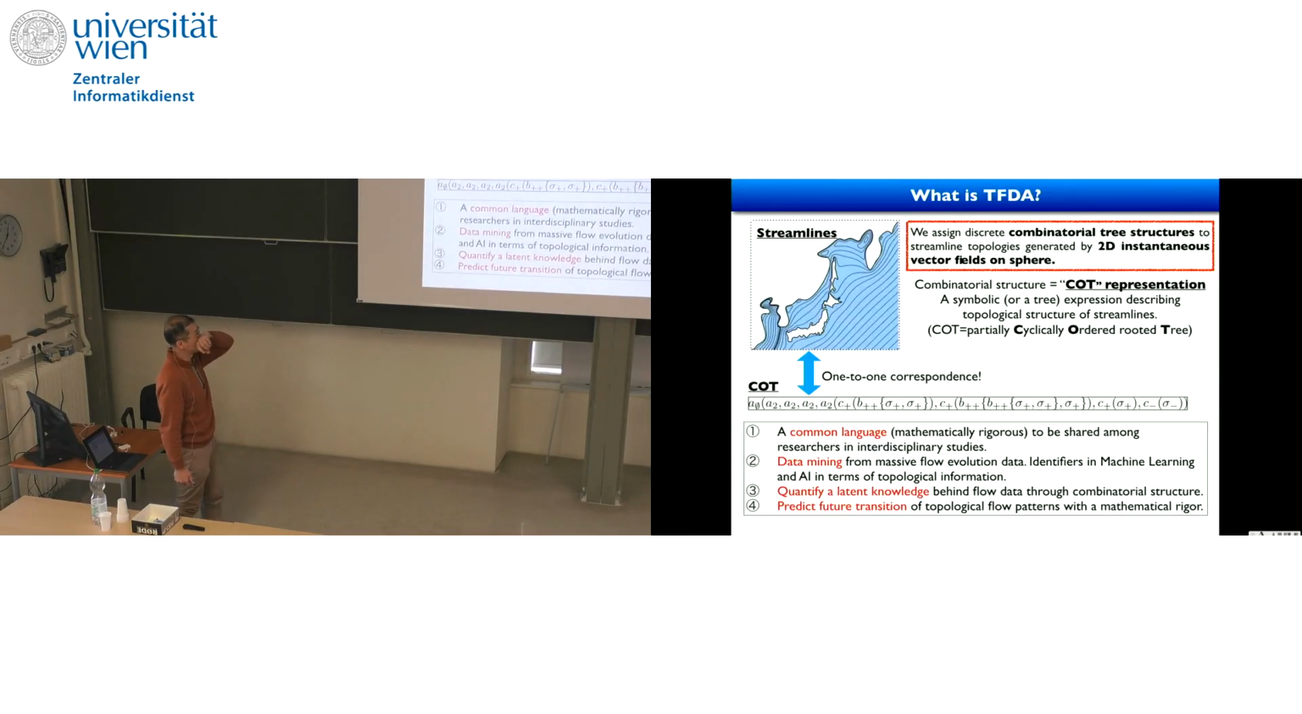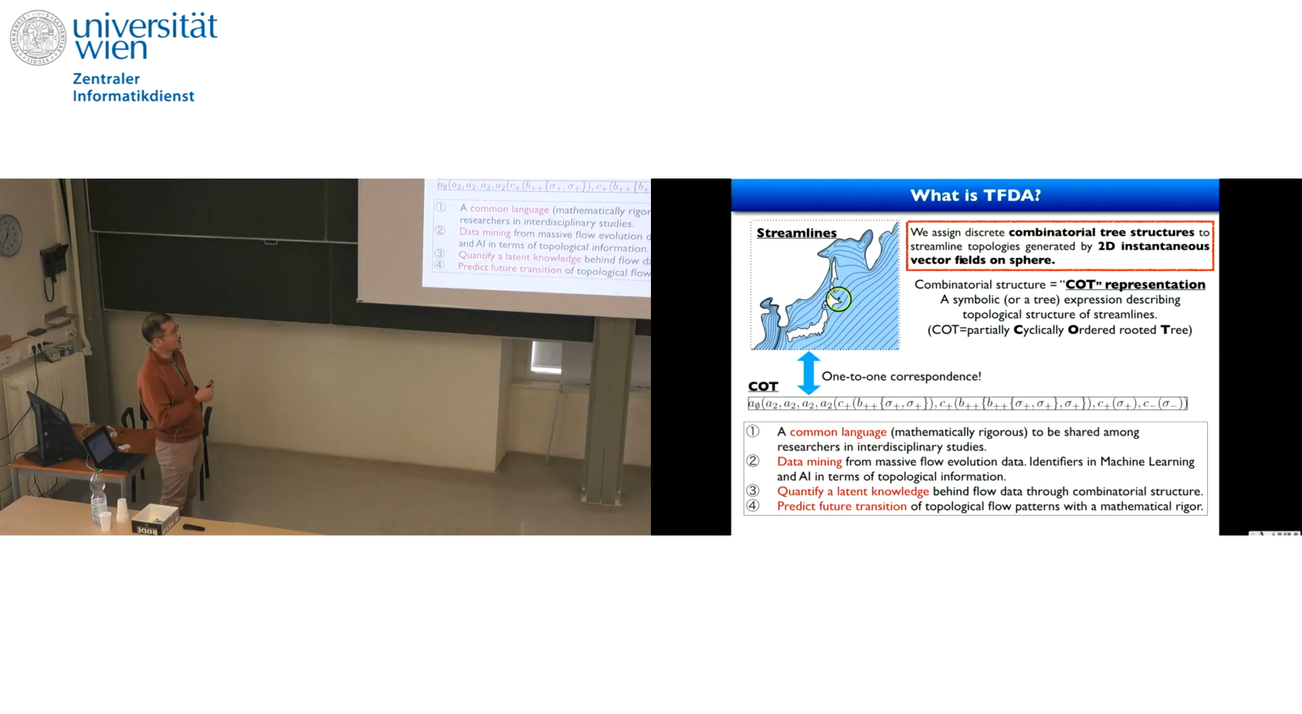Okay, the idea is here. In TFDA, topological flow data analysis, we assign discrete combinatorial tree structures to streamline topologies generated by 2D instantaneous vector fields on the sphere. The combinatorial tree structure is what we call the COT representation. This is an abbreviation. This is not familiar to many mathematical people. This is a kind of discrete mathematics. Anyway, this is the basic idea.